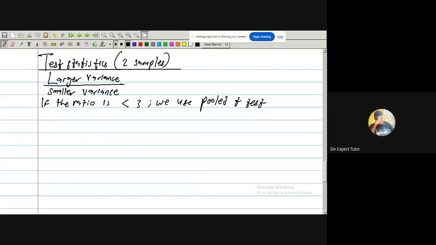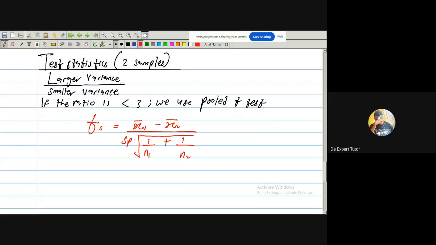What is that pooled T test? Now pay attention. This is the formula here. We have TS equal to X1 bar minus X2 bar all over SP times the square root of 1 over N1 plus 1 over N2. This is the formula exactly.